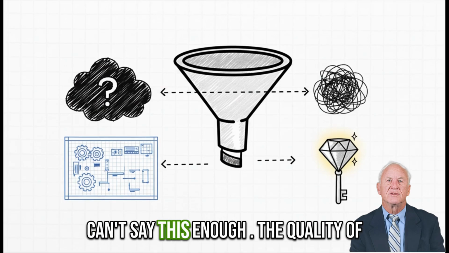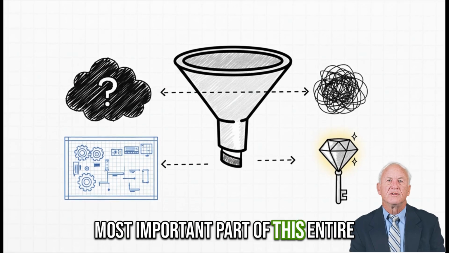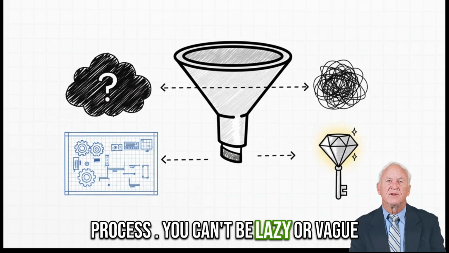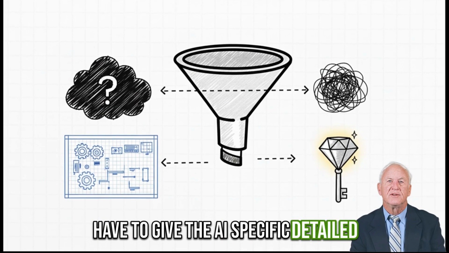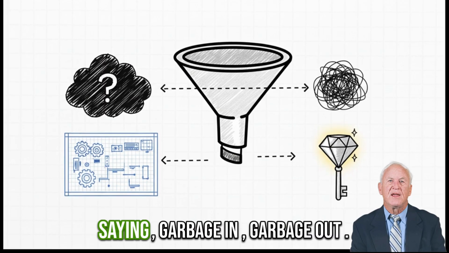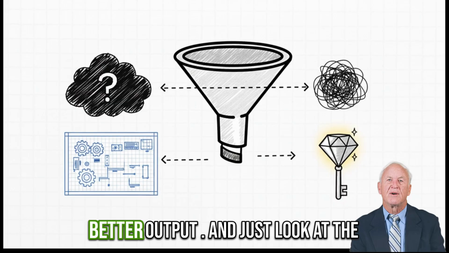Okay, I really can't say this enough. The quality of your prompt is everything. It is the most important part of this entire process. You can't be lazy or vague here. If you want great results, you have to give the AI specific, detailed instructions. It's that classic saying, garbage in, garbage out. Better input always equals better output.